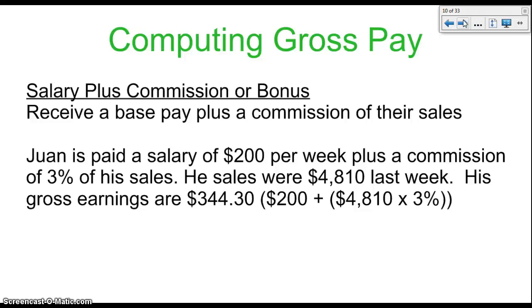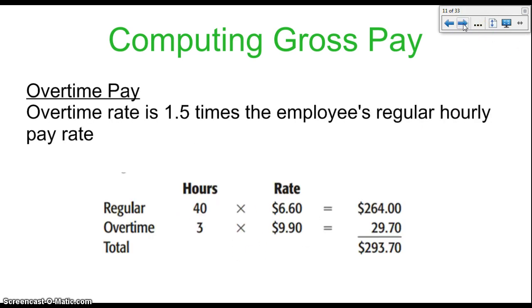So here Juan gets $200 per week plus a commission of 3% of sales. Okay, so you would take your $200 and figure out what his commission was to get his total gross earnings, $340.30.